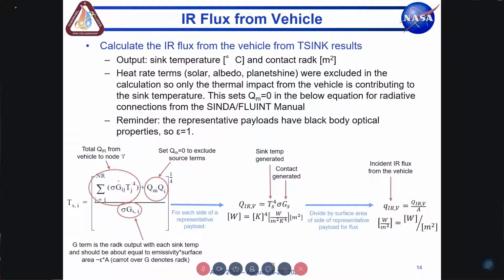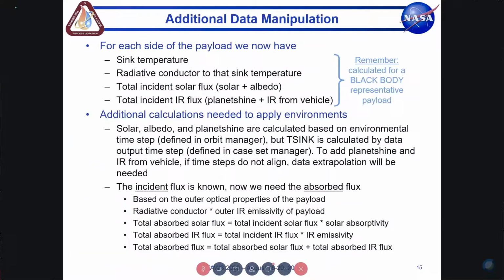This equation can be rearranged to calculate the Q in the IR spectrum from the vehicle. The sync temp and RAD-K conductor are the values that we generated with the T-sync calculator. We also know that the Stefan-Boltzmann constant is 5.67 times 10 to the negative 8, so this can be easily calculated. Then to convert it to a flux, we divide by the area for which we're calculating, which is also known because it is the side of the representative payload. Now you have the incident IR flux contribution from the vehicle.